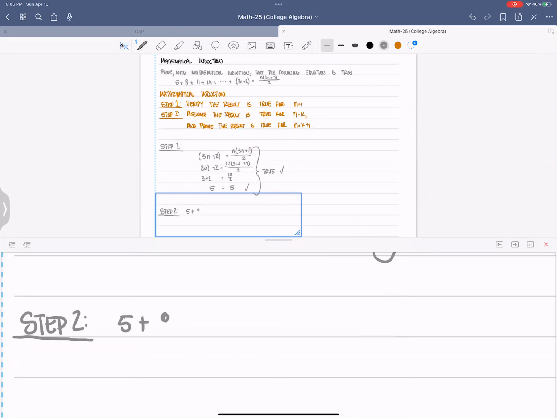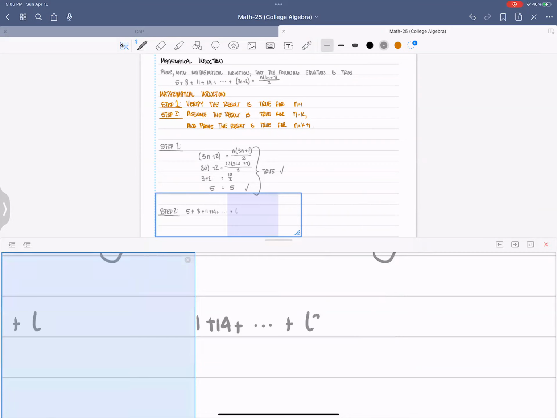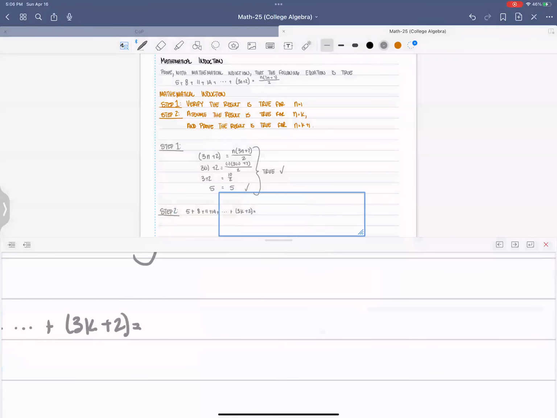5 plus 8 plus 11 plus 14 plus ... plus 3n plus 2. But here we're saying that the kth term is going to be true. We're assuming up to the kth value that this is true. And we're going to do the same thing over here. So here, instead of n, we're proving that the kth term is true. 3 times k plus 7 over 2. So we're assuming this is true.